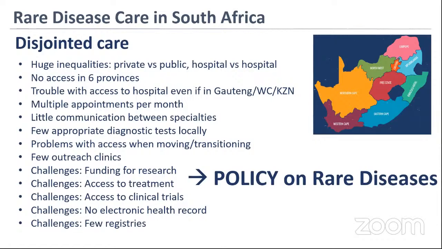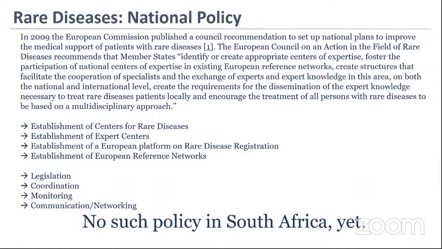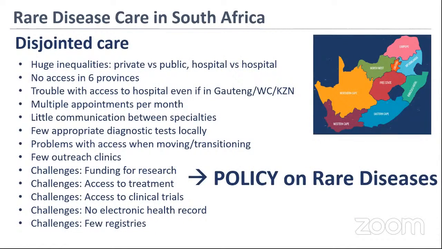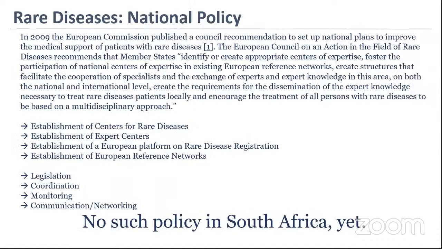And so many other challenges are also faced in terms of funding for research, in terms of access to treatment, in terms of access to clinical trials. There's no standardized electronic health record that is available across provinces or across hospitals. And we have very few registries for rare diseases. And I think all of this fits in nicely into what we need: a coordinated policy on rare diseases in order to improve at least some of these challenges that we face.